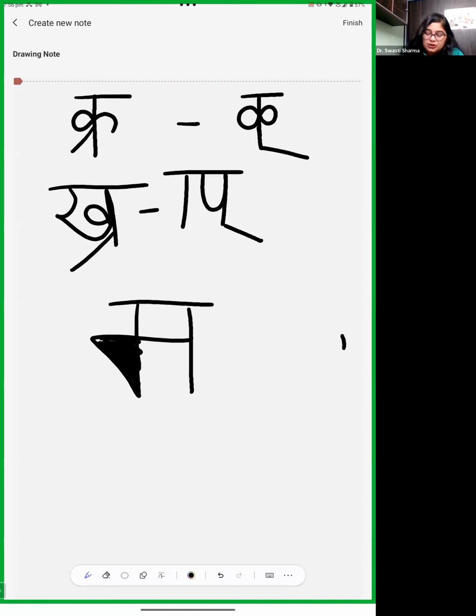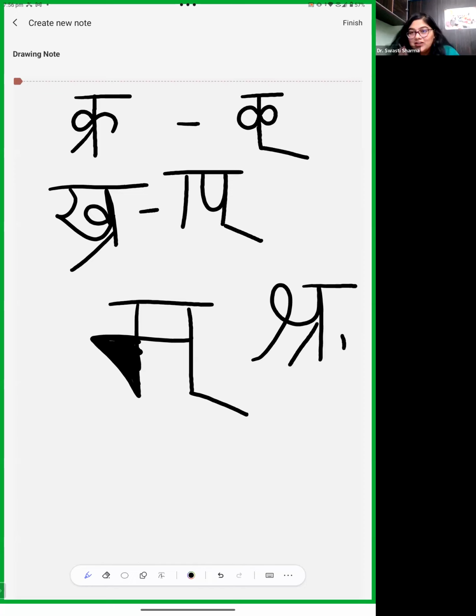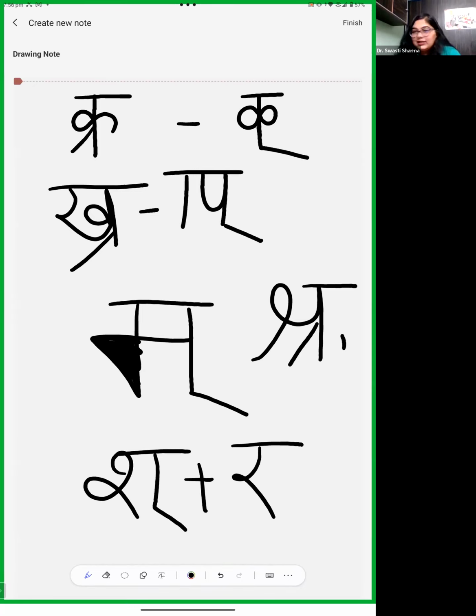Sh. Then this one. Then it becomes like Shra, as we mentioned in Devanagari, but there is also a different shape. Understand that. Well, this is sh and plus r. But in Sharda, it is not a different letter. It is very clear. So this is our shra.